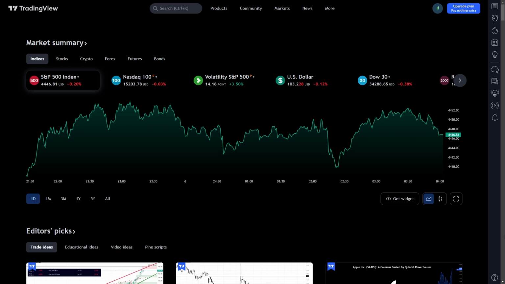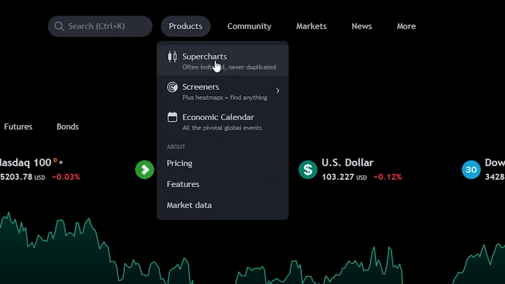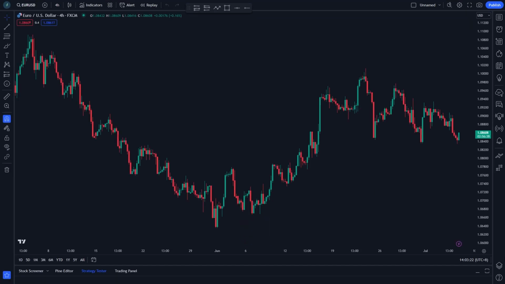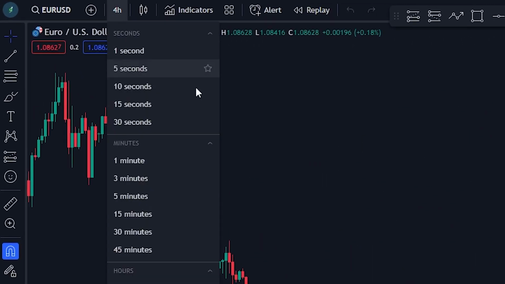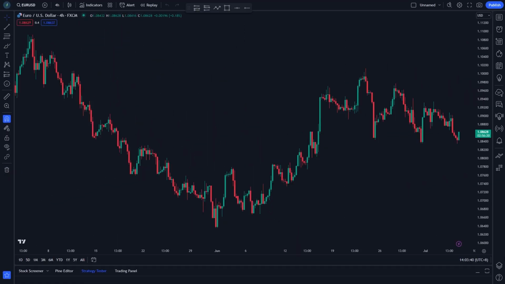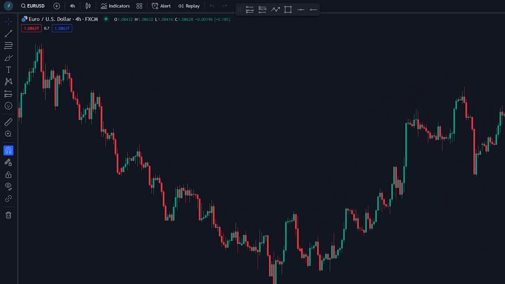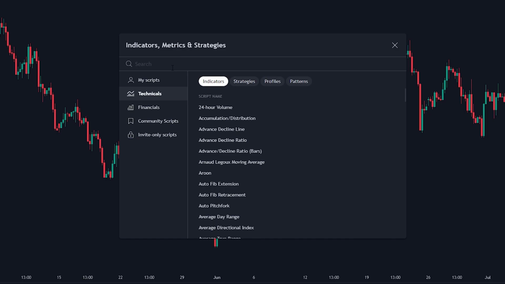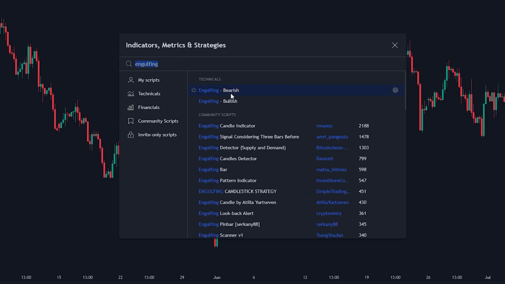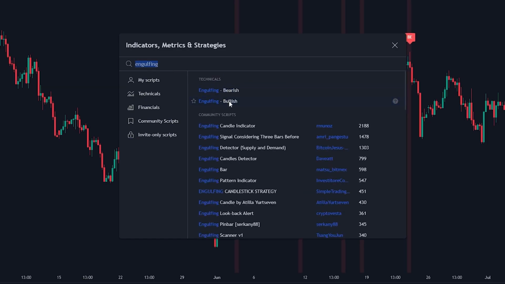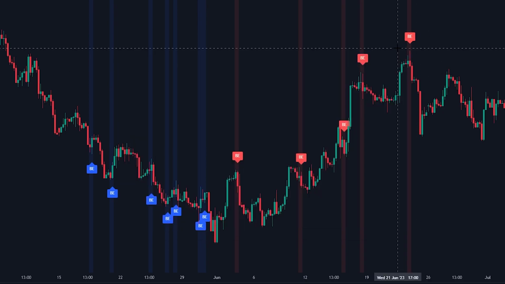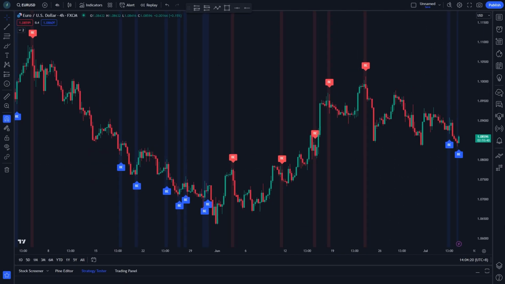Now, go to product and you will see the market chart. Click on it. Choose a currency pair and set the time frame to the 4-hour time frame. You can go to the indicator menu at the top and search engulfing bearish. Click on it. Now add the engulfing bullish. We don't need to modify the settings because we use the default settings. Now your chart will look like this. Next chapter, we will learn how to use this strategy.